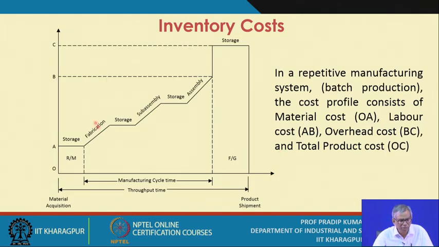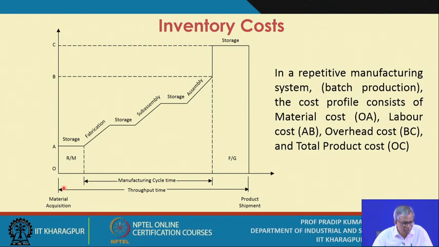So this is an inventory carrying cost. Here we can explain it later on also. So the inventory cost profile is like this. That means the y-axis is the cost, and this is your raw material cost. This part is essentially the direct labor cost, and the BC is basically the factory overhead.